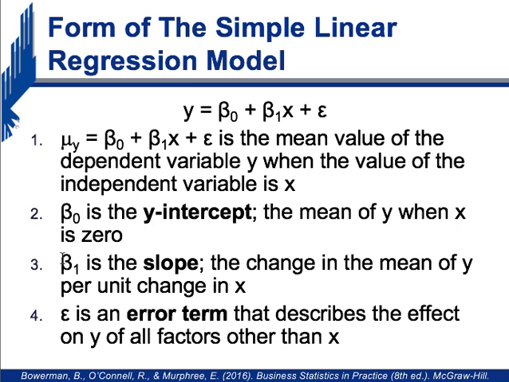And finally, number 4, we have an error term denoted by the Greek letter epsilon, and this describes the effect on y of all factors other than x. Because for simple linear regression, we are only looking at two variables, the dependent and the independent variable. But in certain situations, there are other independent variables that can possibly influence the value of y, and those other possible factors that can affect the value of y are all encapsulated by this error term epsilon.